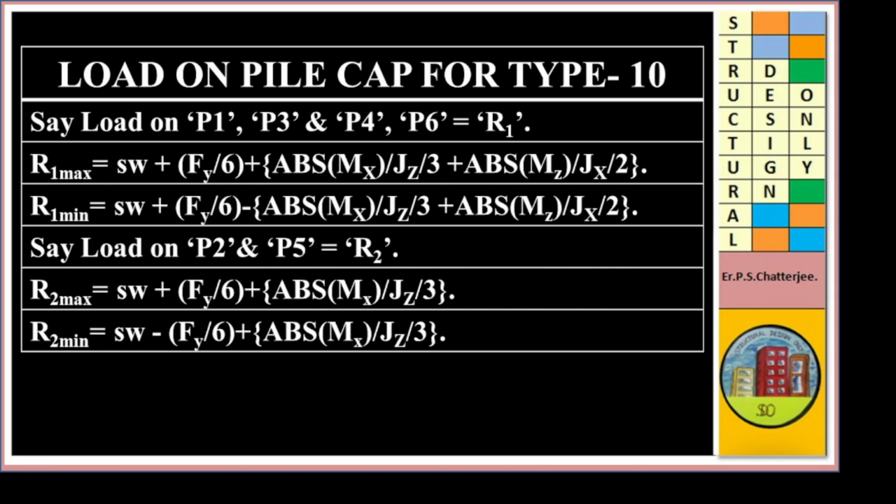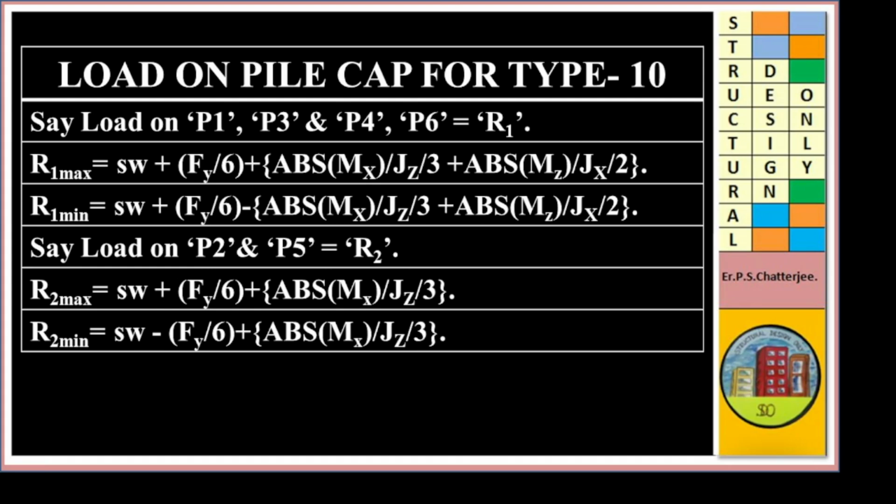Load on pile cap for type 10. Say load on P1, P3, P4, P6 is equal to R1. R1 max is equal to SW plus Fy by 6 plus absolute Mx divided by Zz divided by 3 plus absolute Mz divided by Jx by 2.